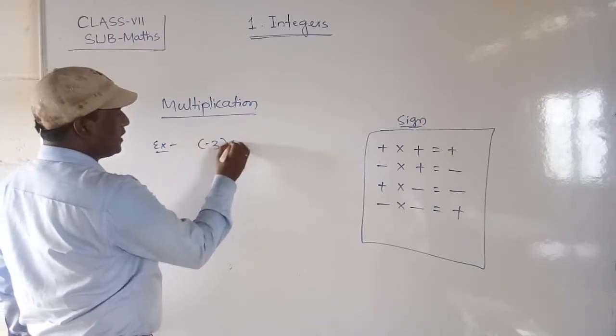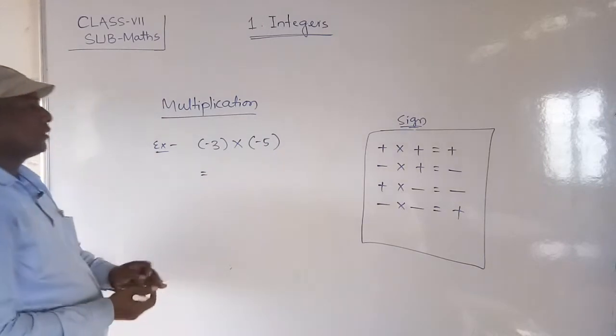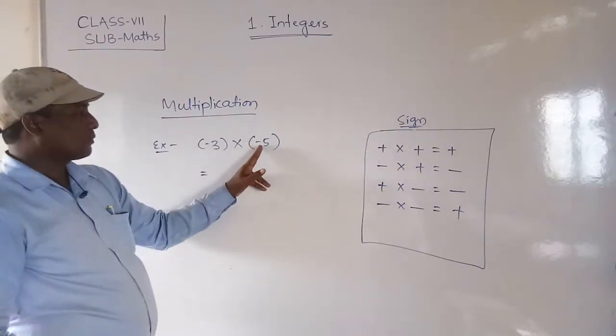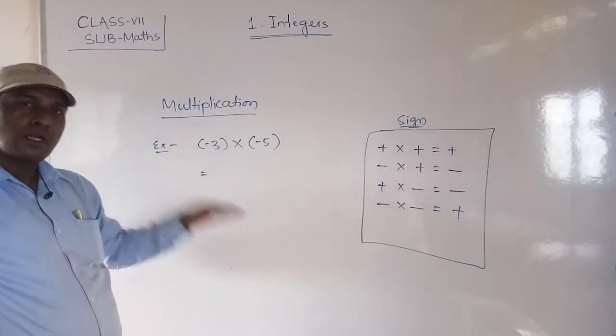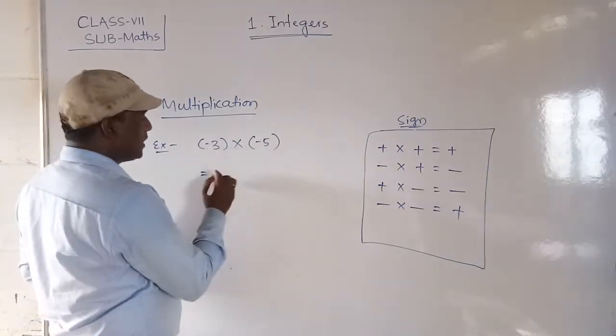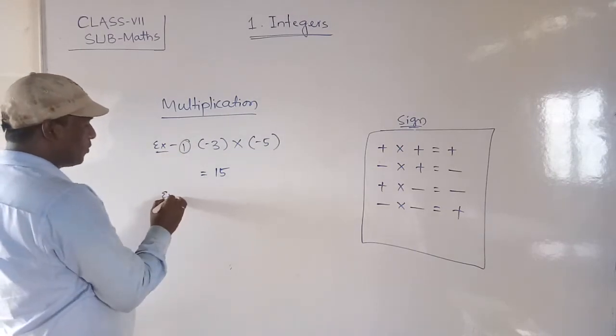Minus 3 into minus 5. What is the answer, friends? Observe, minus 3, minus 5, that means same sign, so the answer will be plus, positive, 3 fives are 15. Okay friends, in the same way you can take one more example.